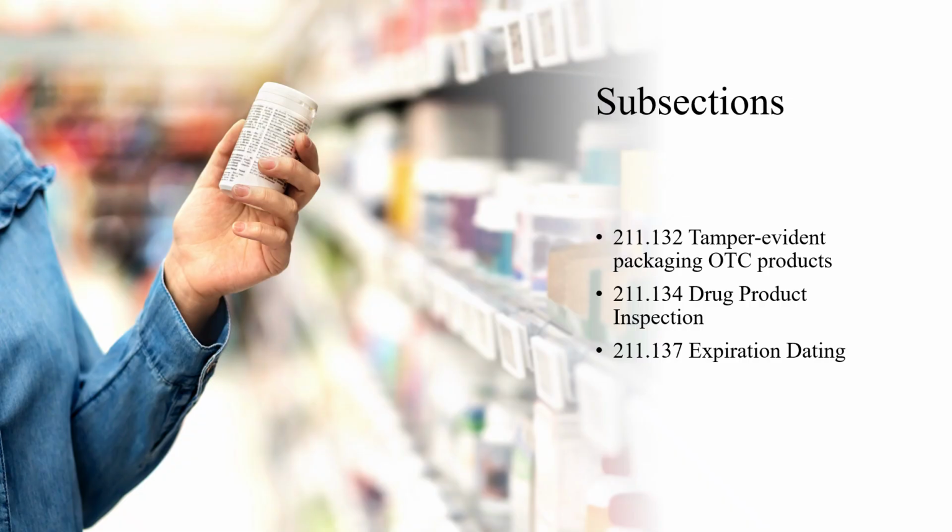Subpart G also includes requirements for tamper-evident packaging, drug product inspection, and expiration dating. These sections ensure that packaging protects the patient, labels remain accurate, and expiration dates are scientifically justified.